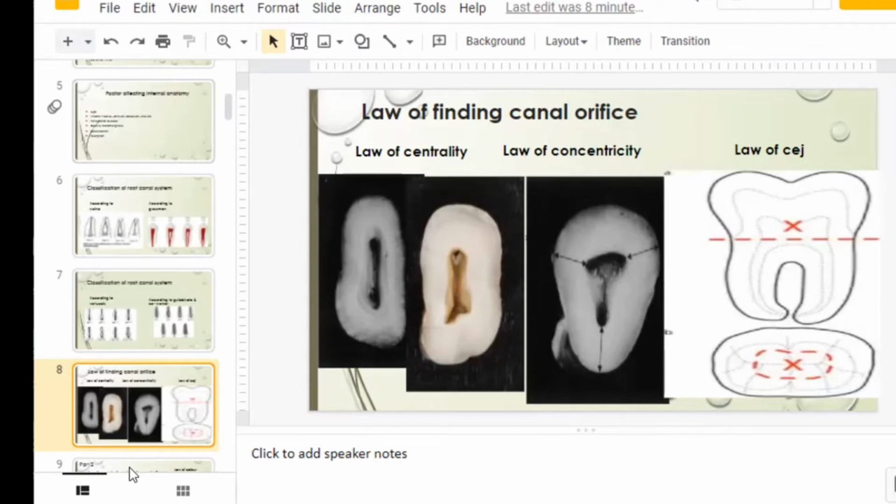So the pulp orifices can be located at equal distance from the outline. The next law is called the law of CEJ. It is found at the level of the cemento-enamel junction. If you see your extracted tooth, you can see the floor at the level of the CEJ. Once you come to the preclinical workshop, we can see this very clearly. That is called the law of CEJ.